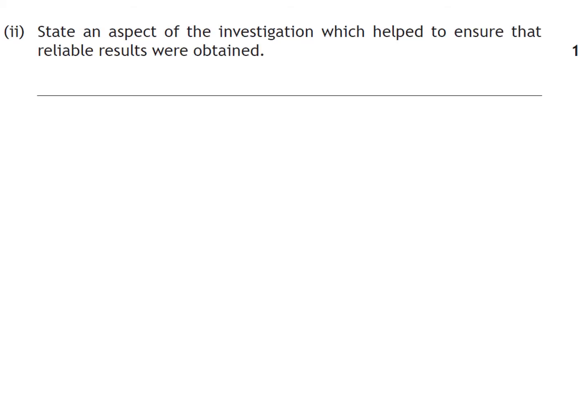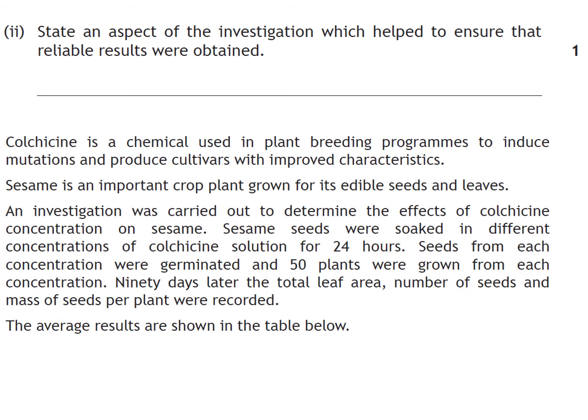State an aspect of the investigation which helped to ensure reliable results were obtained. Okay, here's our investigation again. How do we make things reliable? We repeat them, and here we have 50 plants were grown from each concentration. That's it.